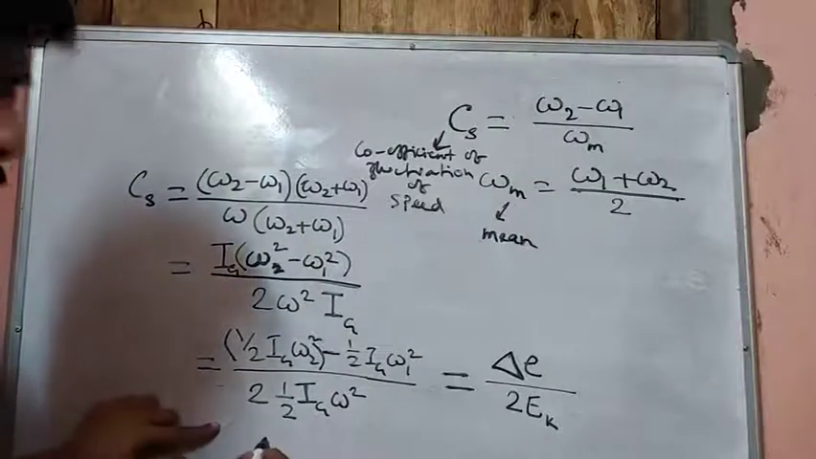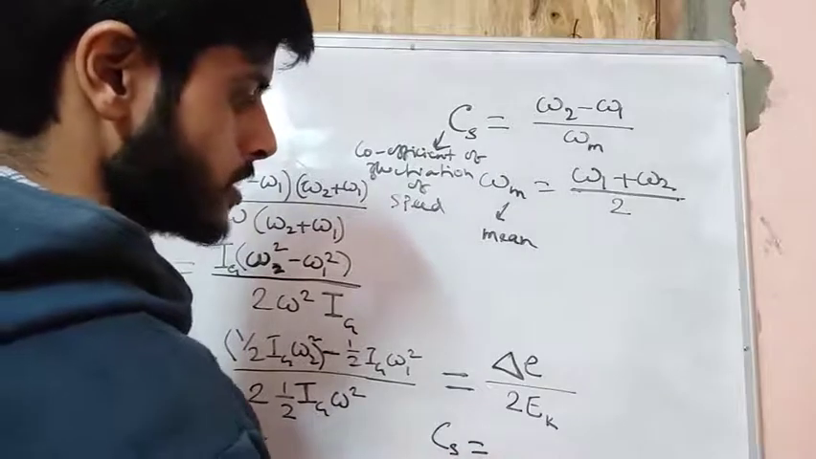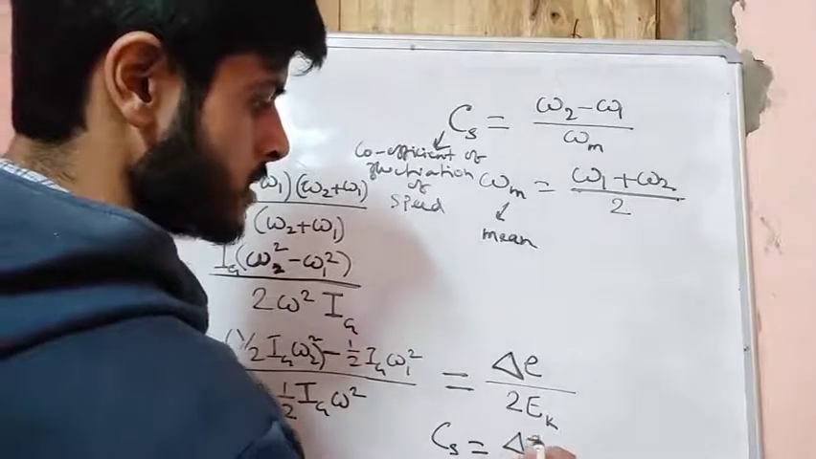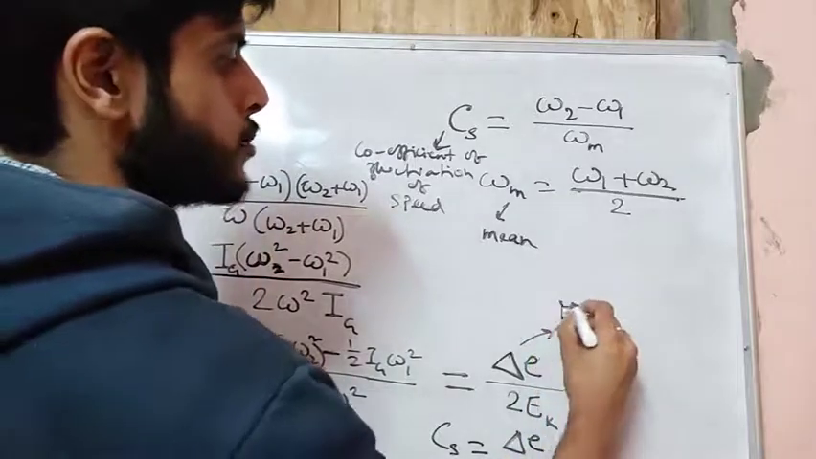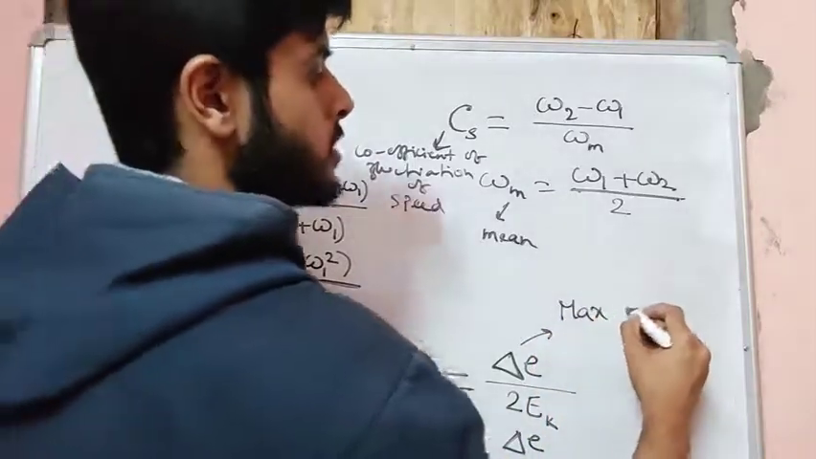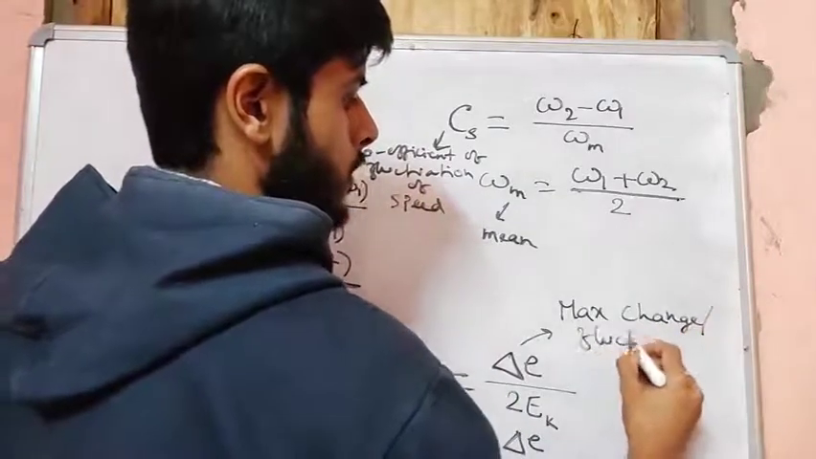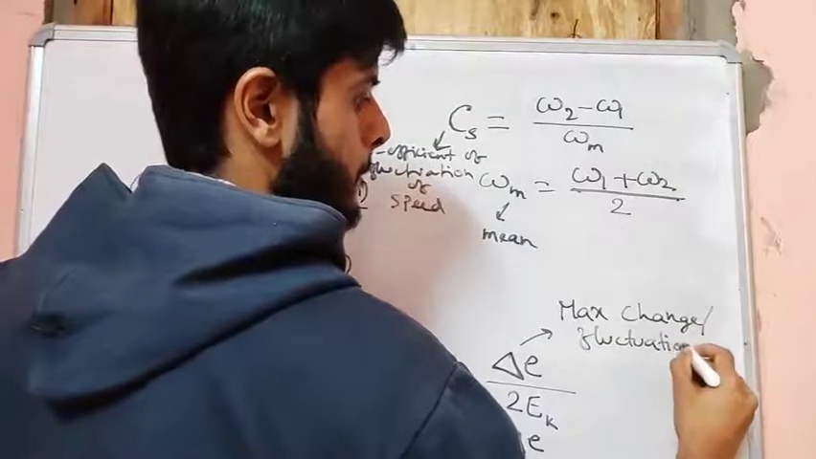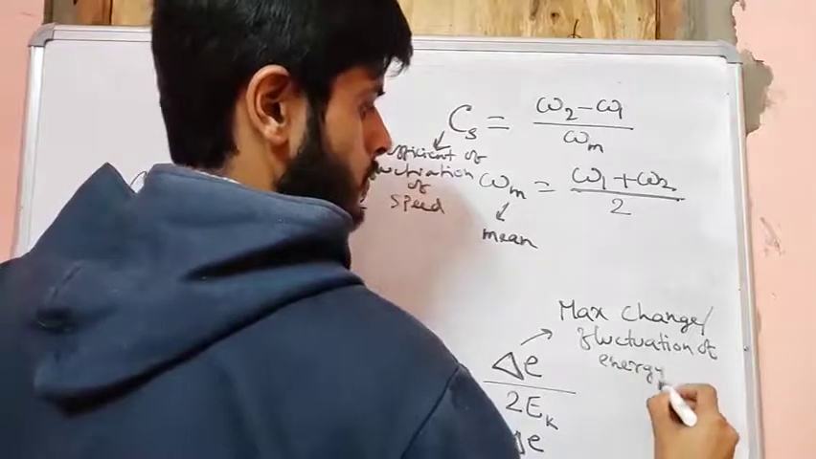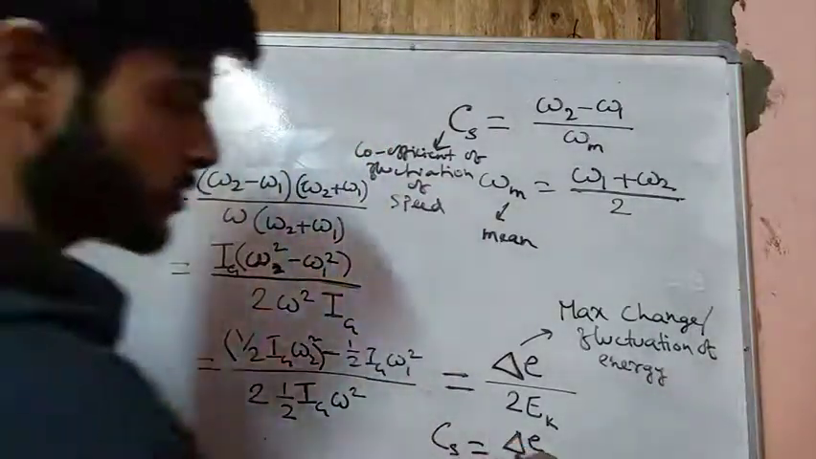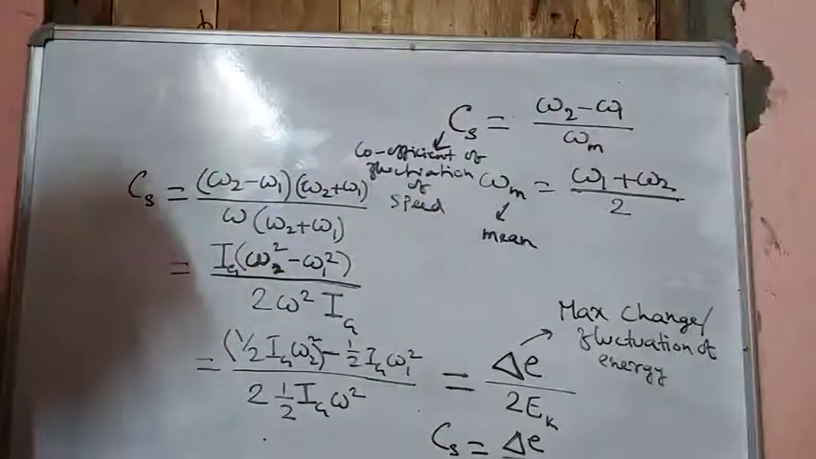The coefficient of fluctuation of speed is equal to the maximum change in energy, or maximum fluctuation of energy. This is called the maximum change or fluctuation in energy. Maximum fluctuation of energy divided by twice Ek.